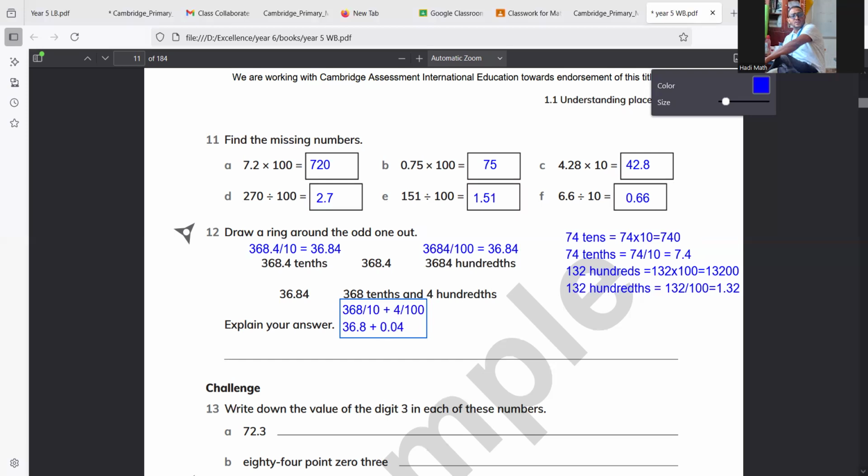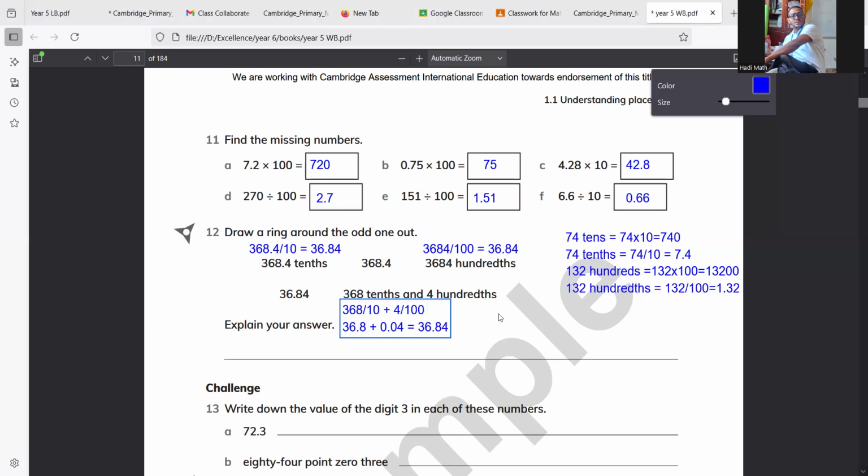Here I did this just to make it clear. You have only 4. Count 1, you don't have a number, put 0 and then put the decimal point. Then when you add those numbers together, they will give you what? They will give you 36.84.